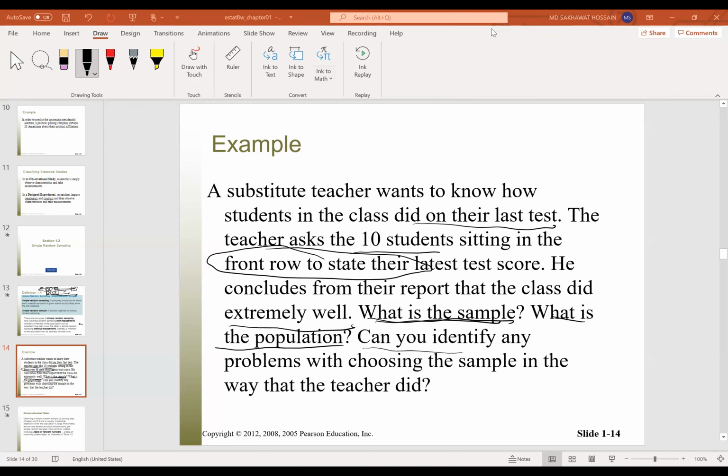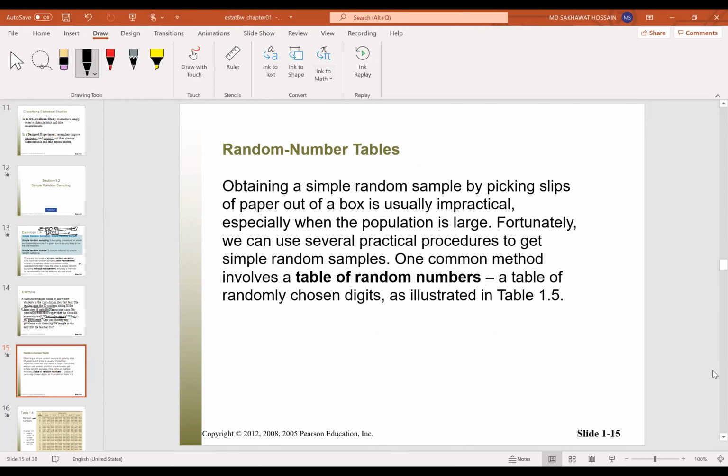So this is not simple random sampling because all the students don't have an equal chance, right? Because the teacher selected 10 students from the front row. That means the students who are sitting behind do not have any chance to be selected. So this is not a simple random sampling.